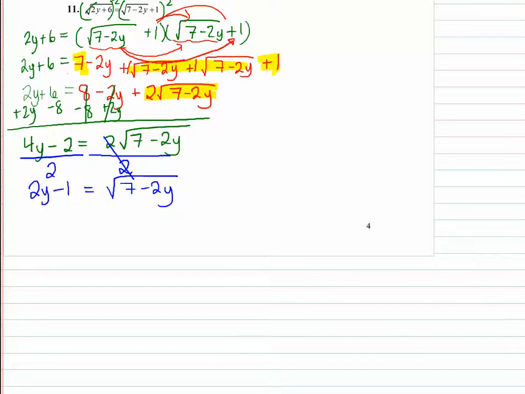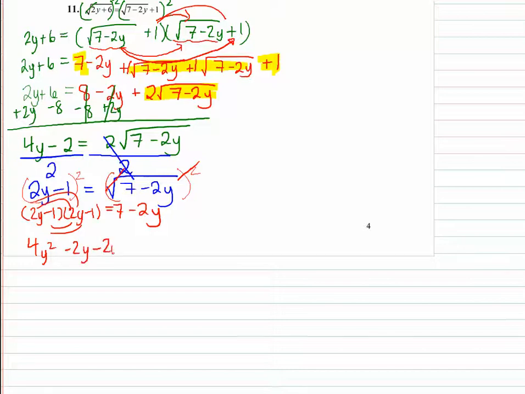Now we can go ahead and square both sides to get that radical eliminated. But we end up on the left-hand side with another group squared. So we have to do 2y minus 1 times 2y minus 1 equals, and on this side the radical cancels. We get 7 minus 2y. So now let's double distribute on that side. So that gives us 4y squared minus 2y plus 1 equals 7 minus 2y. Add like terms, 4y squared minus 4y plus 1 equals 7 minus 2y.